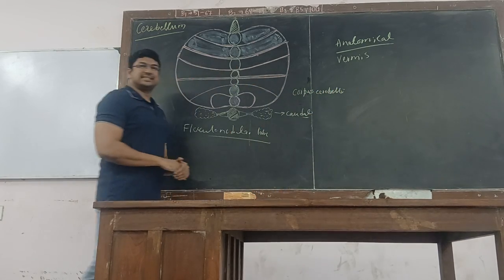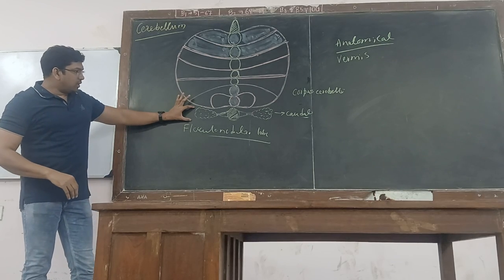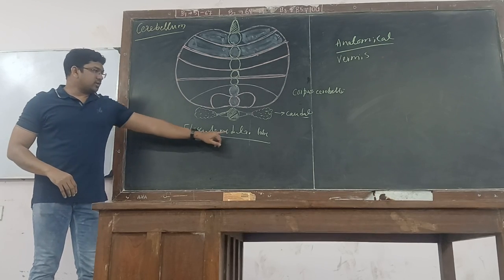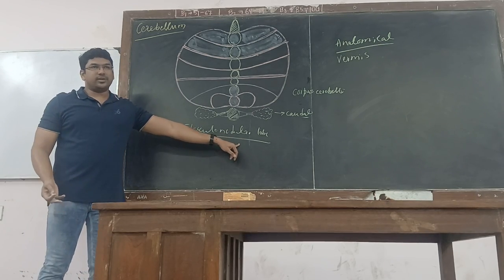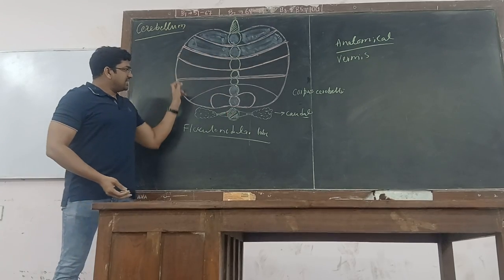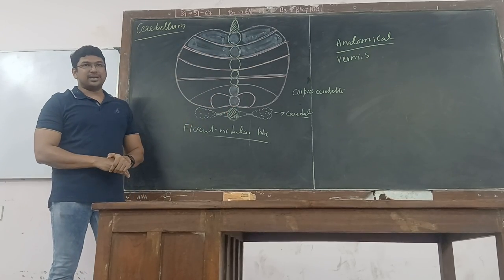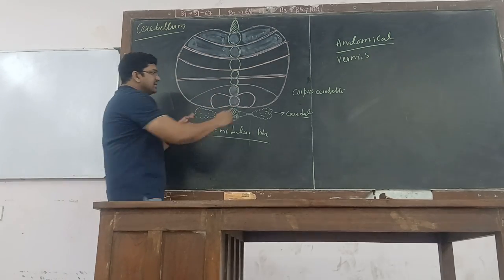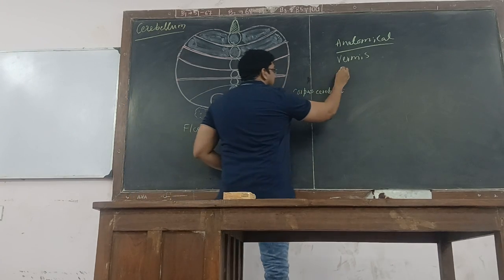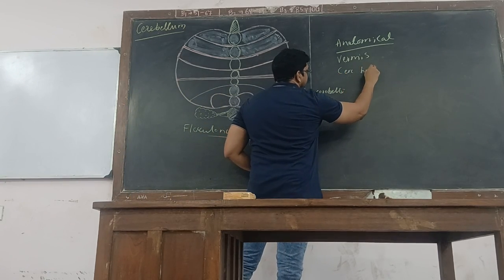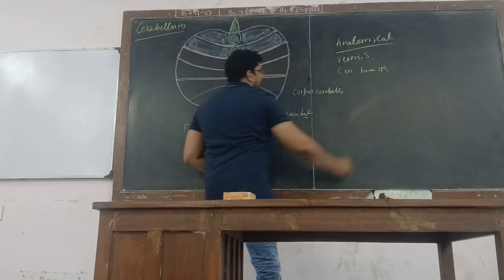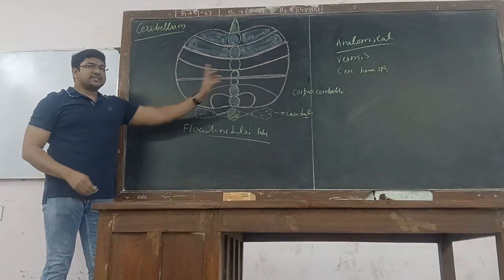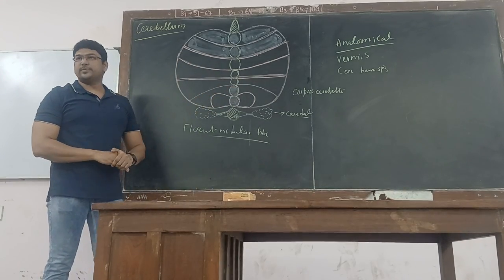So the lowermost, the small lobe, is nothing but the flocculonodular lobe. It's a separate lobe over here. And this entire upper thing is nothing but the corpus cerebelli. Getting it? This corpus cerebelli contains the vermis and the cerebellar hemispheres over here.